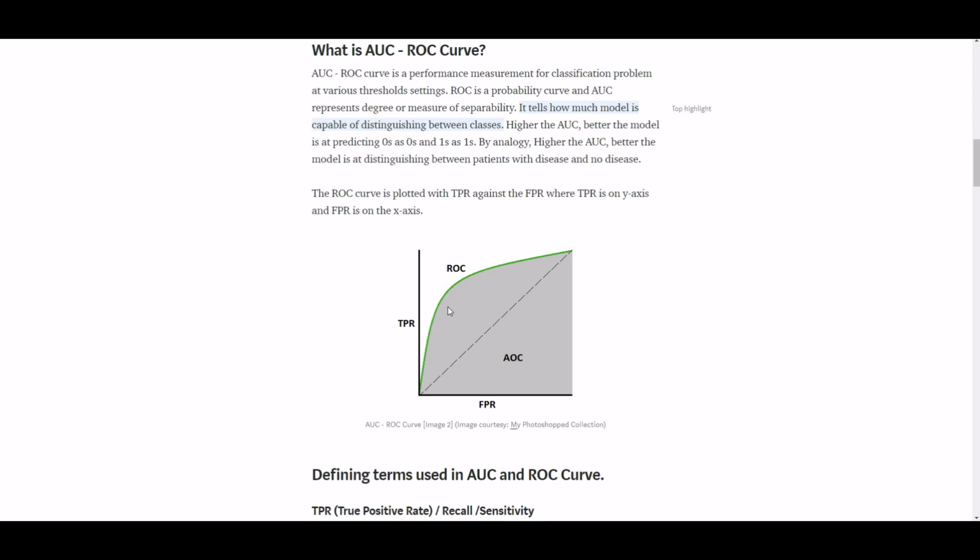So the ideal situation in which the model predicts zeros as zeros and ones as ones without any misclassification is one where the green curve will become almost like a step function. It will go up on the y-axis and then become parallel to the x-axis. So that would be the most ideal case, but that almost never happens in the real world. So you always have this kind of a curve that you get.